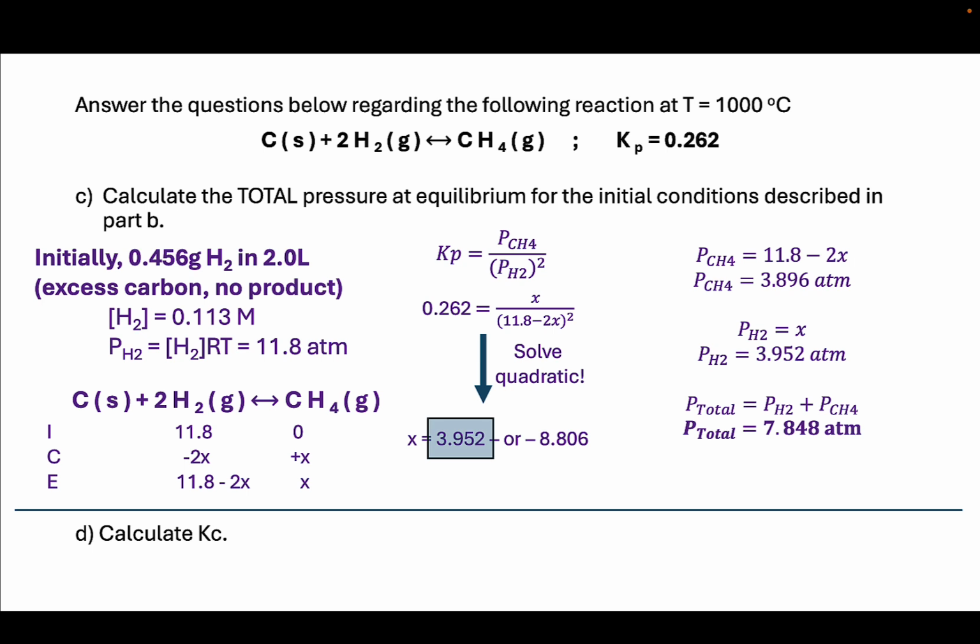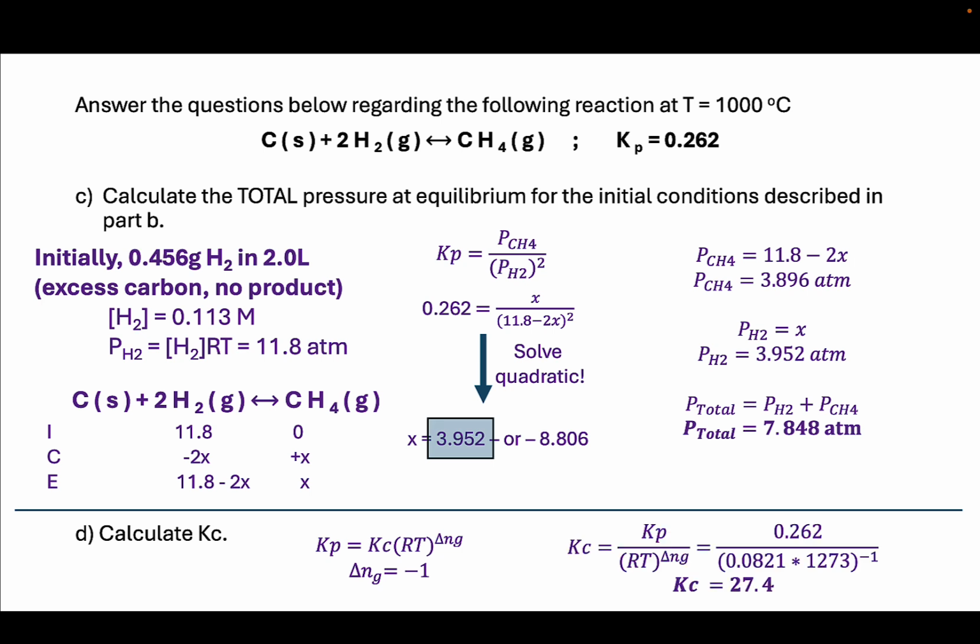Okay, the last part is to calculate Kc, and this one is actually pretty quick. Remember that equilibrium constants in terms of concentration, Kc, are directly related to equilibrium constants in terms of partial pressure, Kp, and we use the following formula. We know that the change in gas moles here is -1. We go from 2 moles of gas to 1 mole of gas, so that's a delta Ng of -1, and we go ahead and rearrange, plug in, and we obtain a Kc value equal to 27.4, and that was the quiz.